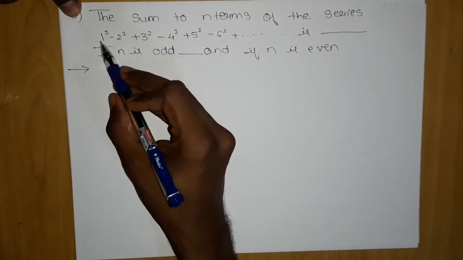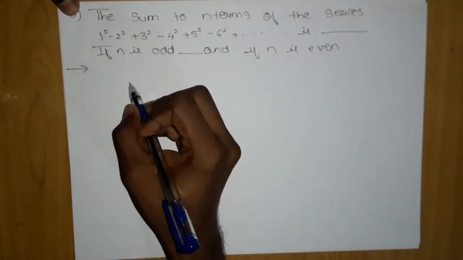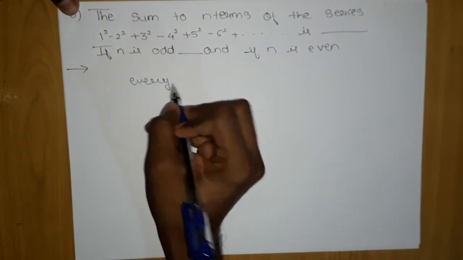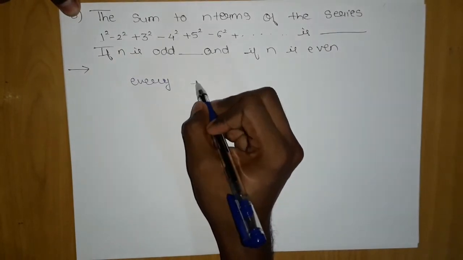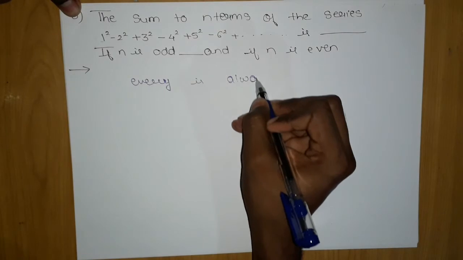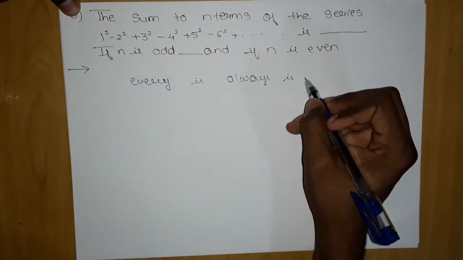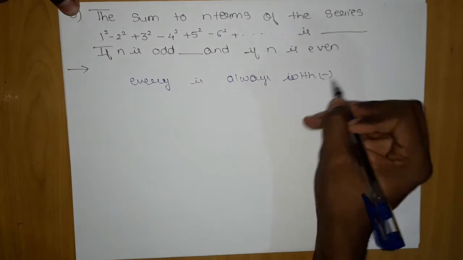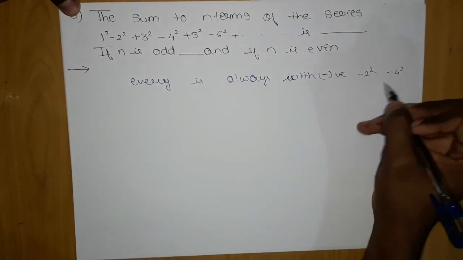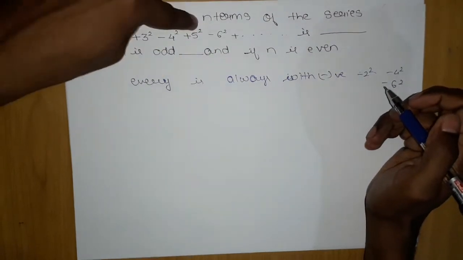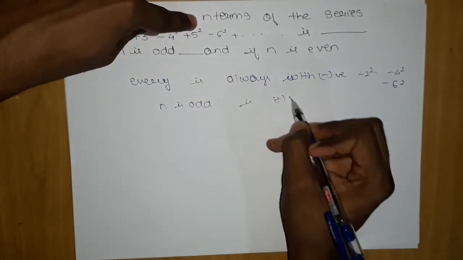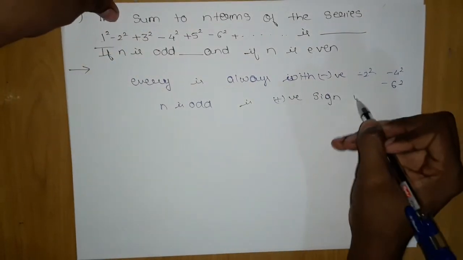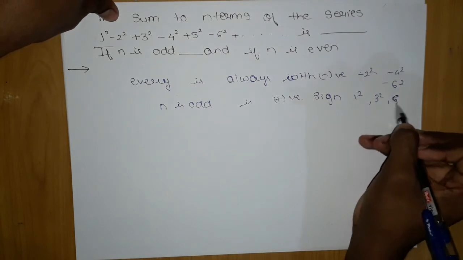Here, observing the series is a very crucial thing. You should observe the purpose of giving n odd and n even. In this series, the even terms are always with a negative sign, like minus 2 square, minus 4 square, minus 6 square. If n is odd, the term is always with a positive sign: 1 square, 3 square, 5 square are always positive.